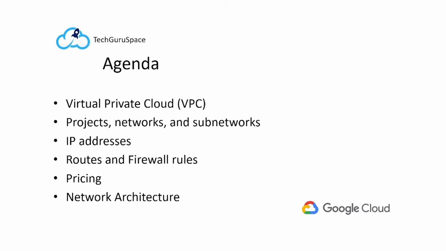In this module, we'll start by introducing Virtual Private Cloud or VPC, which is Google's managed networking functionality for your cloud platform resources. Then we will break networking into its fundamental components, which are projects, networks, subnetworks, IP addresses, routes, and firewall rules, along with network pricing. After that, we'll look at some common network designs.